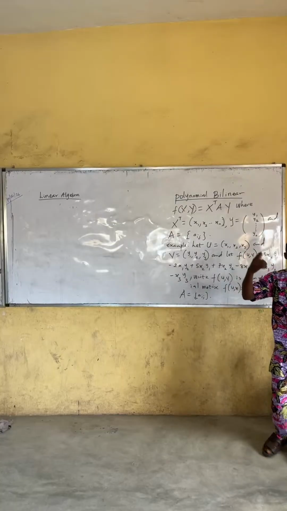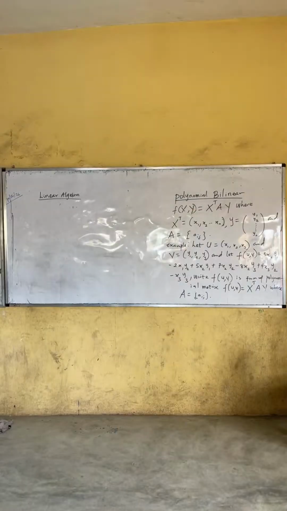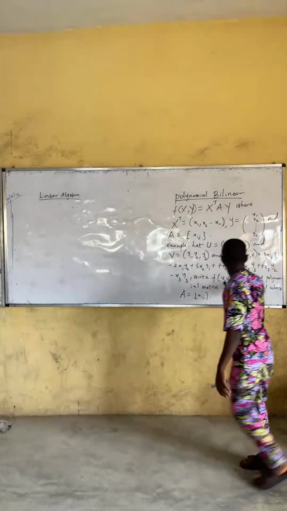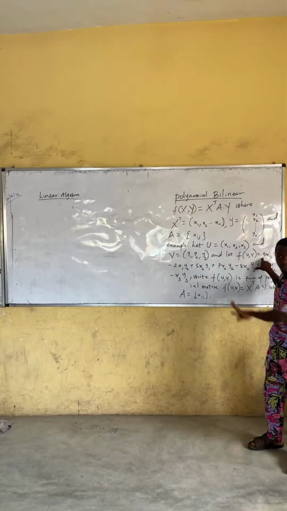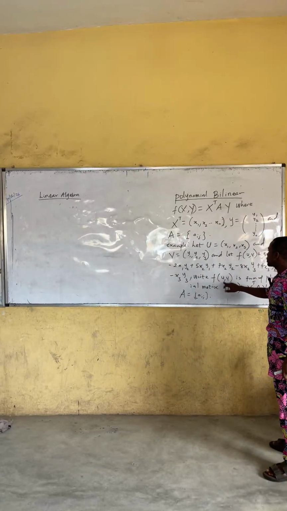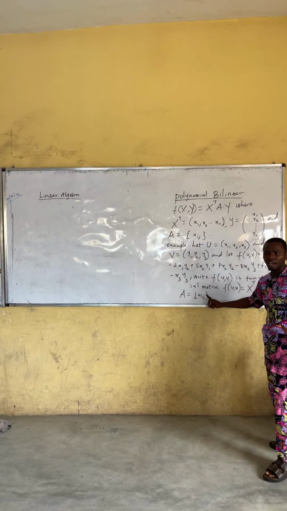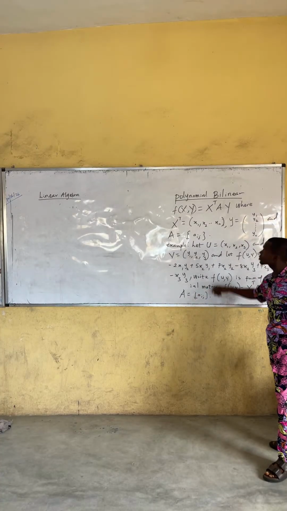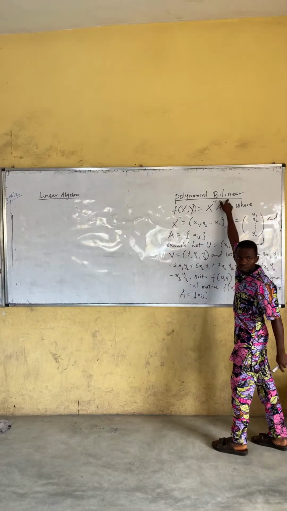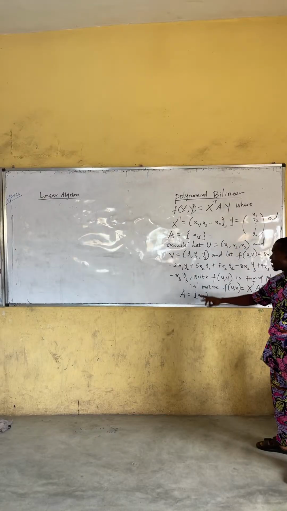You know every function is a polynomial. So this is a polynomial, we have been given the polynomial. Then write the polynomial in the form of a polynomial matrix, polynomial bilinear. Do you understand what a polynomial matrix is?